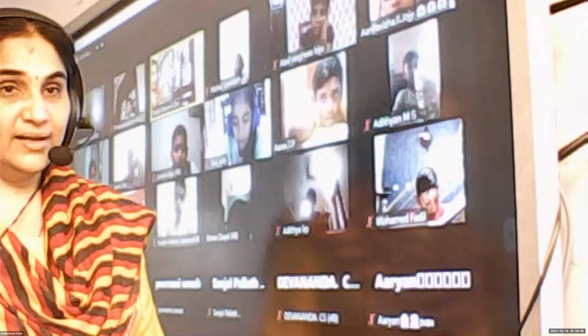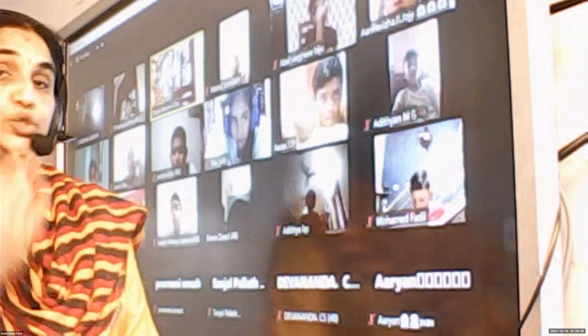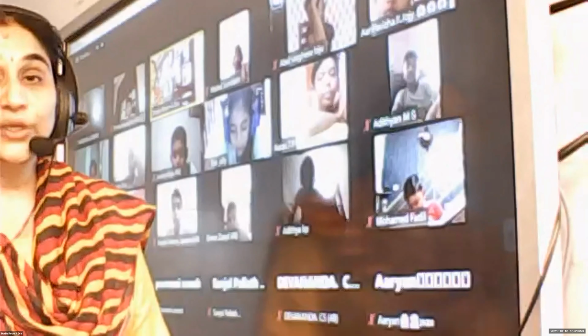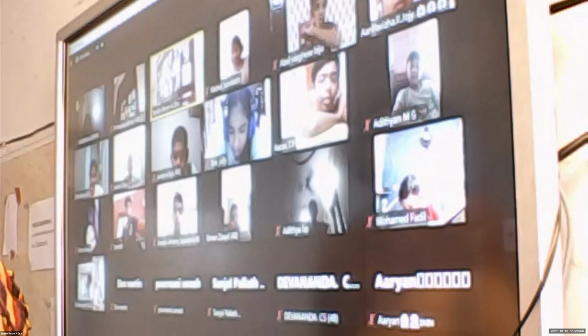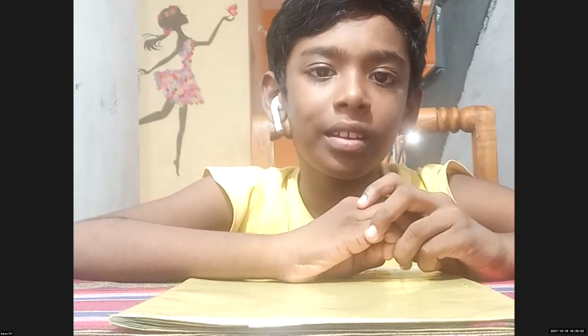Next one. What are the uses of roots to us? For us, what are the uses? If you know, you can tell me. Are we using any root? Arav?